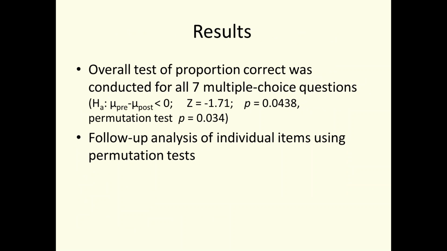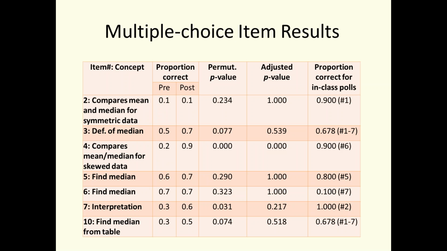To assess all of the pre- and post-test responses, we did first a global test for the proportion correct. Then we did follow-up analysis for each item. The p-value for the global test was somewhat marginally significant, and so we followed up with some multiplicity-corrected proportion tests. If you look at the results on this slide, we might focus in on Item 4 first.